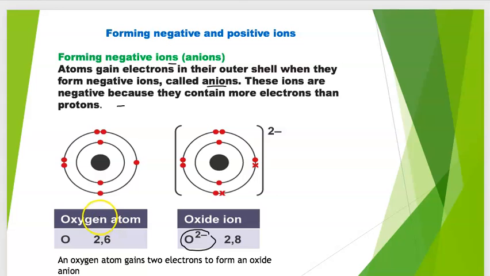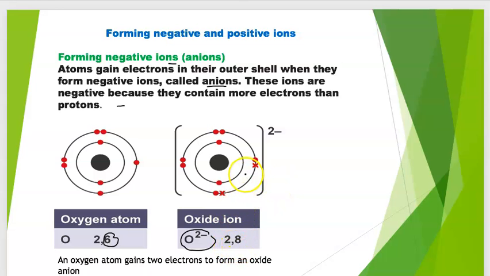Let's look at the oxygen atom. The oxygen atom has 6 electrons in its outer shell, and 8 overall. So the outer shell contains 6 electrons. It needs 2 more in order to complete its outer shell of 8 electrons. So what oxygen does is to receive 2 electrons more and become -2, in which case it will have an electronic configuration of 2,8.